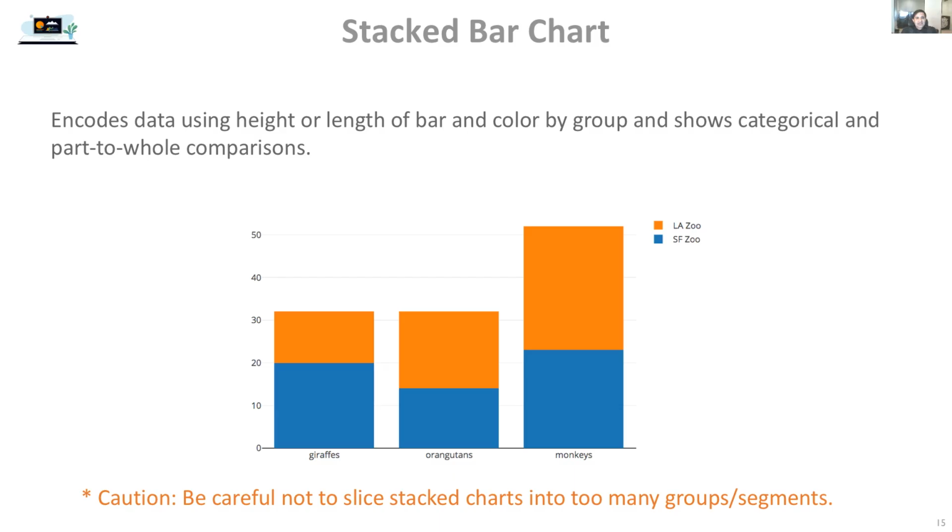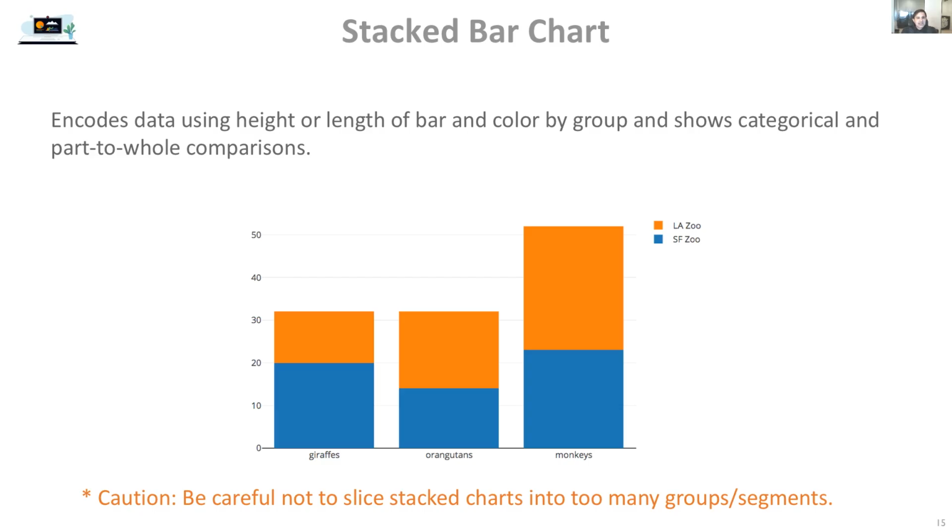Here is the stacked version of the side-by-side bar chart that we showed a couple of slides ago. Again, the categories are different animals, giraffes, orangutans, and monkeys. And the two groups that we are comparing against each other are LA Zoo and San Francisco Zoo. This stacked bar chart is easy to understand, but we have to be careful not to add so many groups to our stacked bar charts.